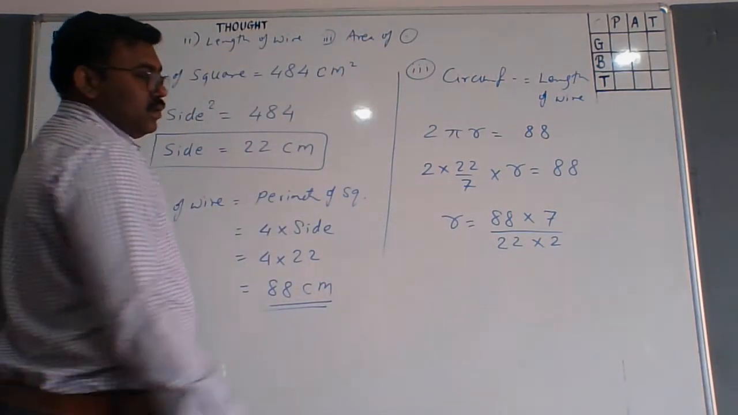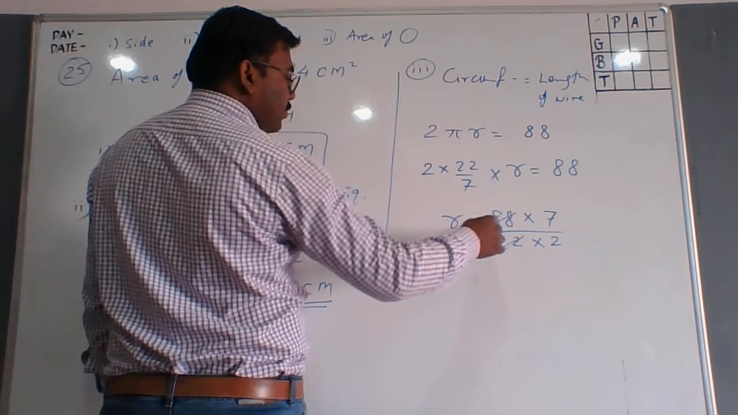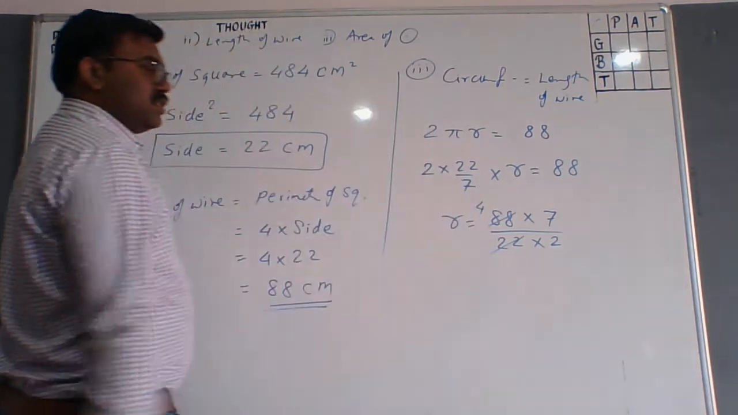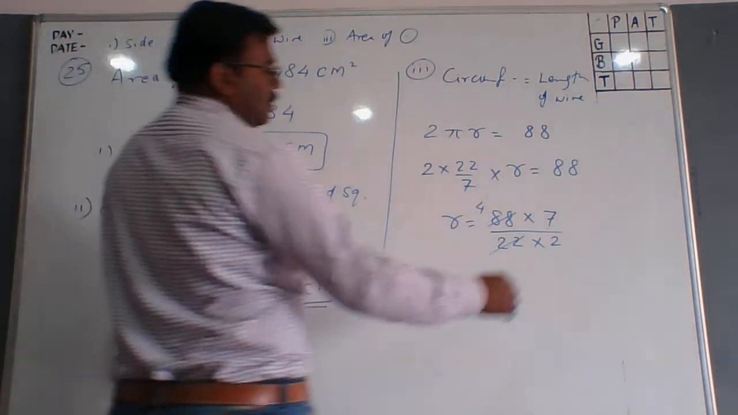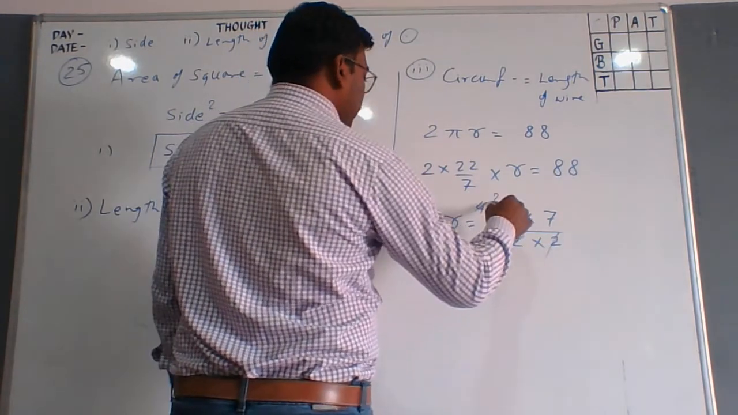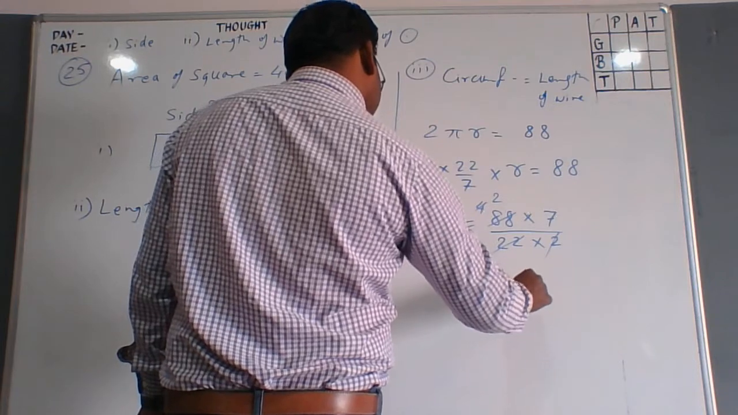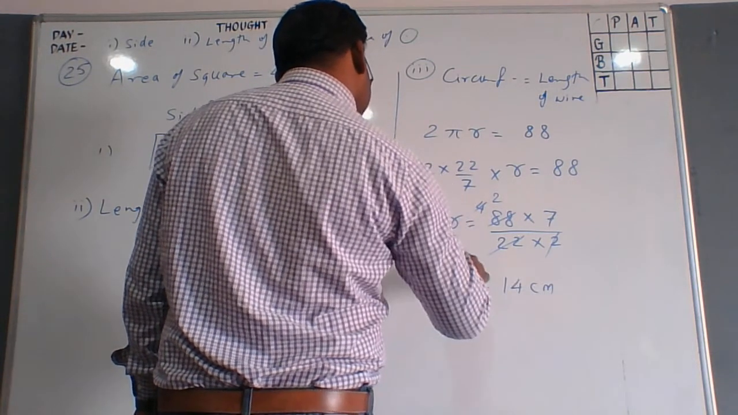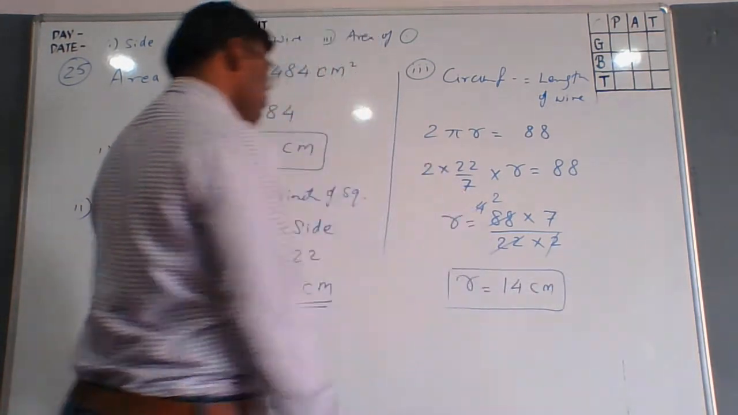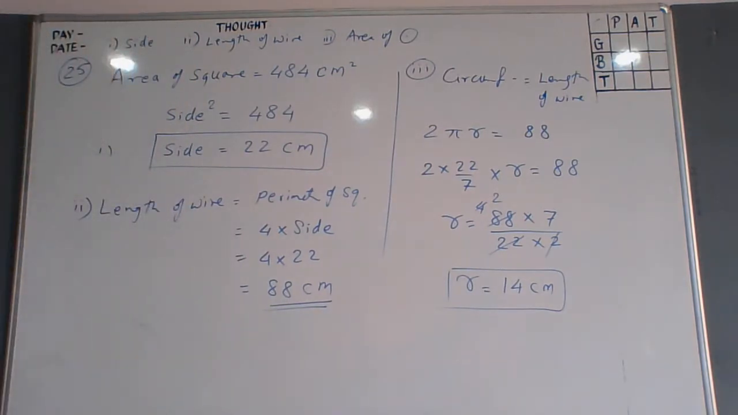Correct? So 22 ones are 22, 22 fours are 88. Again 2 ones are 2, 2 twos are 4. 2 multiplied by 7, 2 sevens are 14 centimeter is the radius. Okay. So our radius is 14 centimeter.